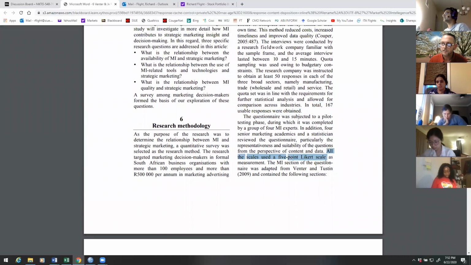All scales used a 5-point Likert-like measurement. So you know what Likert-like scales are, 5-point scales. We've already talked a little bit about how short scales tend to limit variability in the data, but it's scaled data nonetheless.